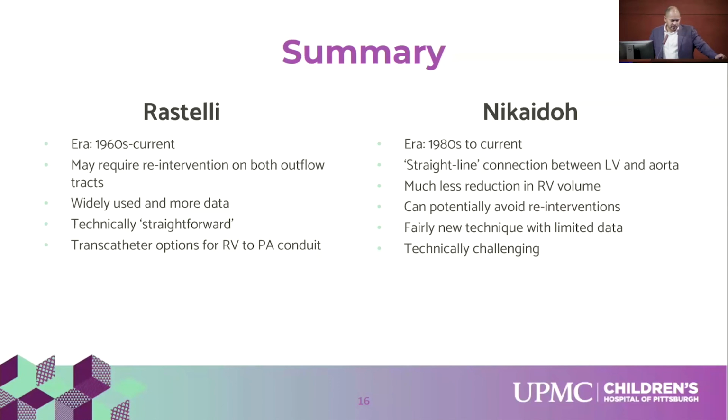Whereas Nikaido is fairly new since the 1980s, it prevents this LVOT obstruction by creating the straight line connection between the LV and the aorta, and much less reduction in the RV volume, and hence can avoid the potential reinterventions in the future. But a word of caution is this is a fairly new technique with limited data, and it is a technically challenging procedure, and at experienced centers, we do have good outcomes.